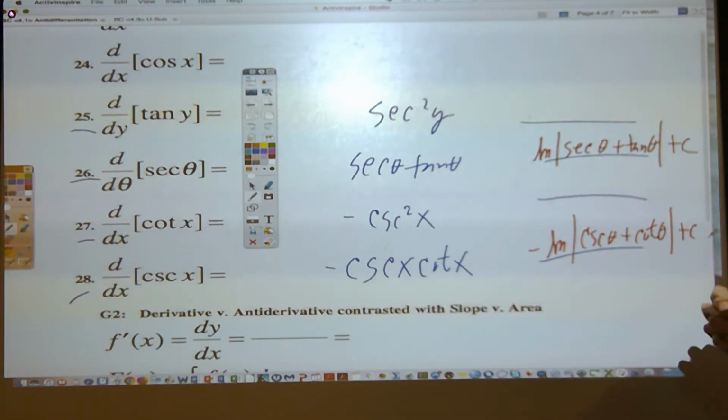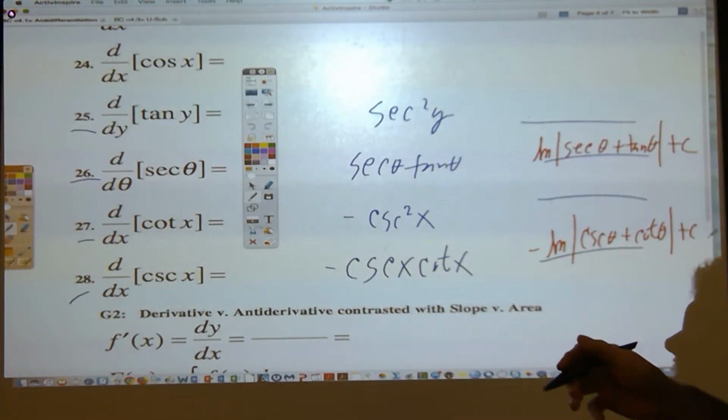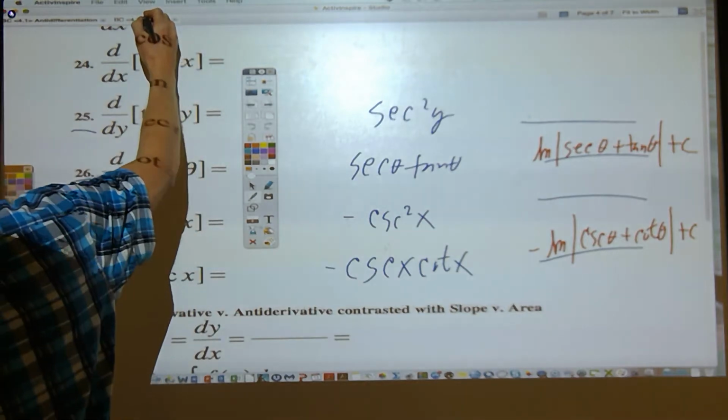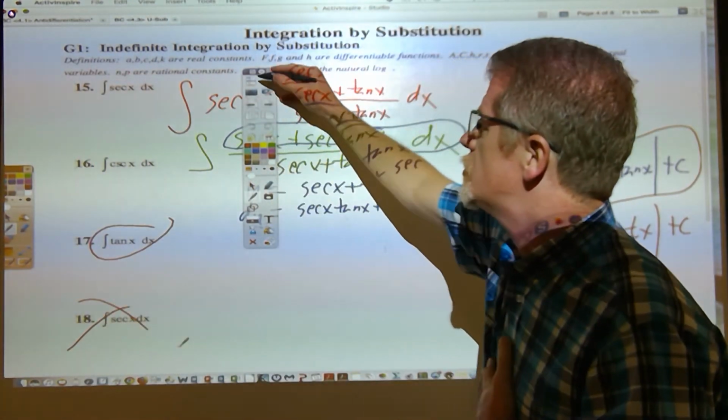Let's wrap it up with 2 examples, one tangent, and the other is a double u substitution. So let's go to our handout today and look at tangent. We don't have to do this one again. So we have only 2 more examples.